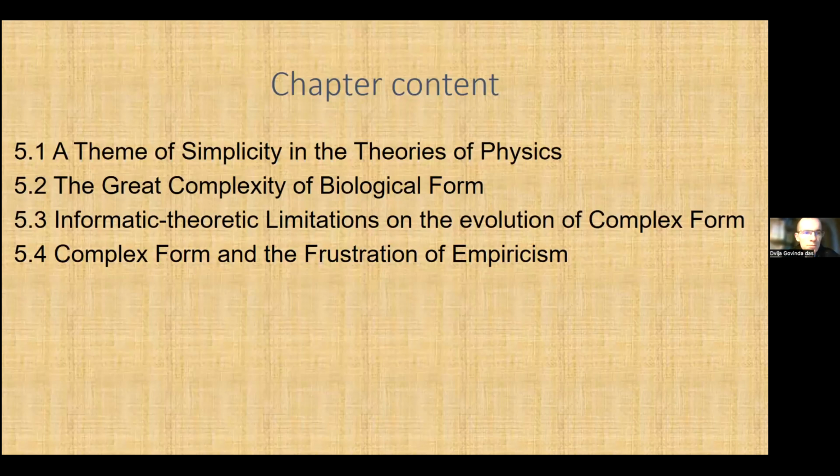And this is a brief outline of the chapter. There are 4 items, 4 paragraphs in this chapter. The first, a theme of simplicity in the theories of physics. Then the great complexity of biological form. So this is the main contradiction, which will be pointed out by Richard Thompson here. Then theoretic limitations on the evolution of complex form. And finally, complex form and the frustration of empiricism.